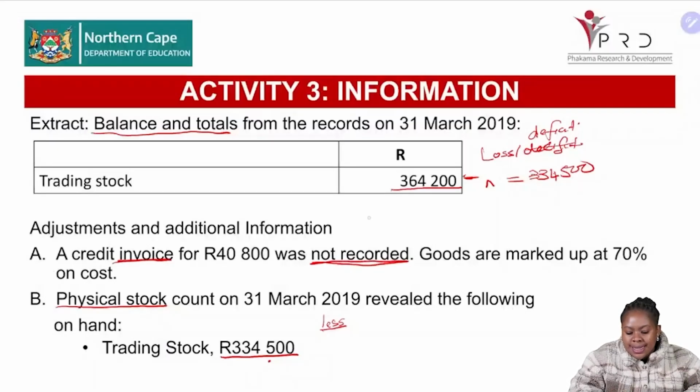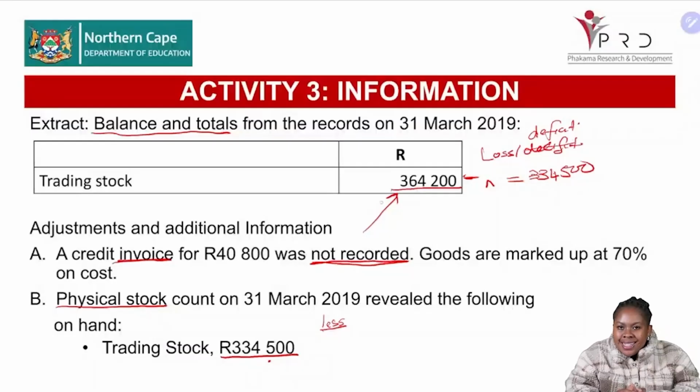So this means that this amount that is in our trial balance is not the correct amount. We omitted a particular transaction. So before we can actually conclude that it's a deficit, we have to first adjust this amount so that we see whether it's going to be a deficit or a surplus.